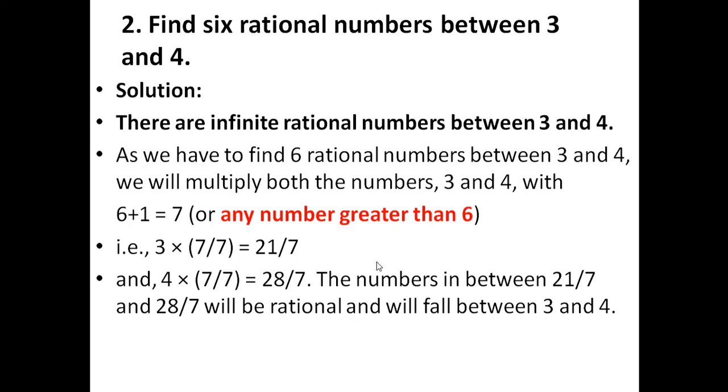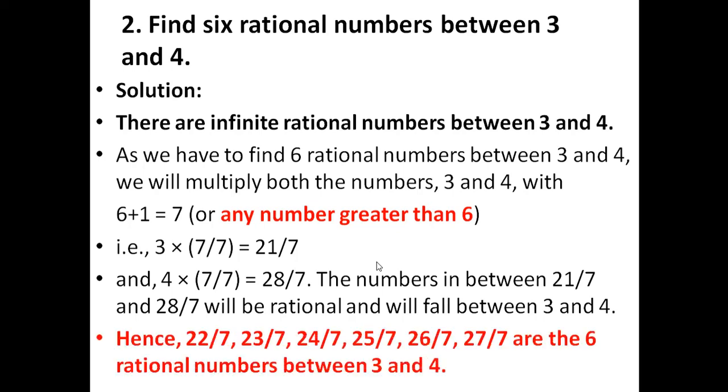So you will get 21 by 7 and 28 by 7. So you have to write in between numbers these two. Okay, so 22 by 7, 23 by 7, 24 by 7, 25 by 7, 26 by 7, 27 by 7. All these numbers are the rational numbers between 3 and 4. Here not only 7, you can take 8, 9, any number more than 6. So any rational number you will get in between these two numbers 3 and 4.